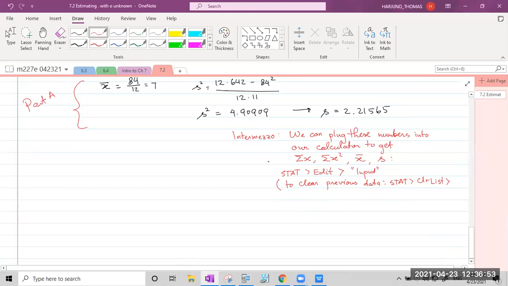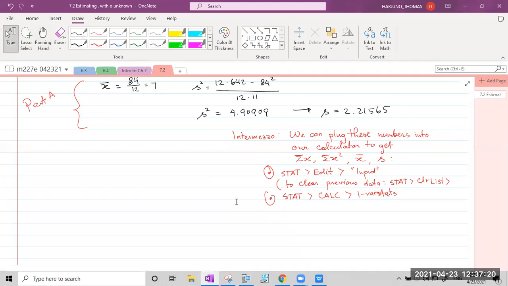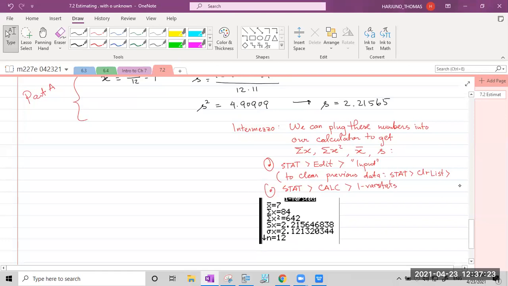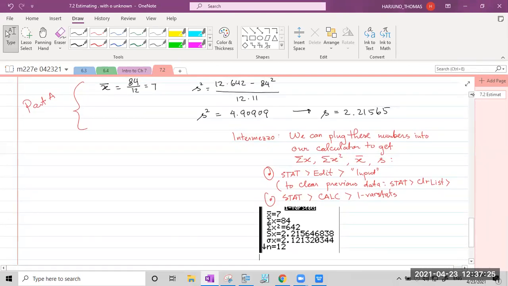So after you input and then you compute, you go to stat, calculate, and then 1-Var Stats. And the result will be as the following. So you see the x bar is the same. The sum of x is also the same. The sum of x squared is also the same. And our s is also the same.